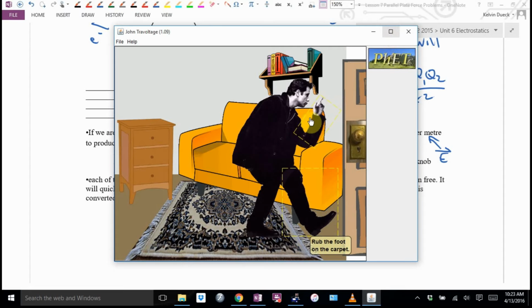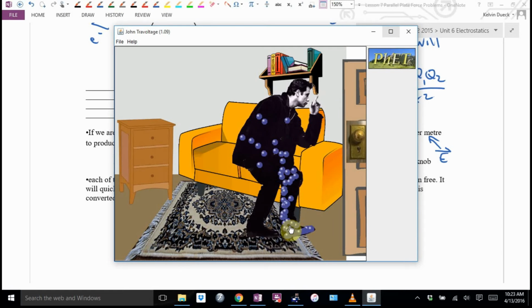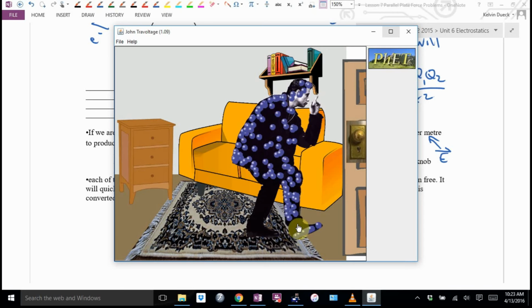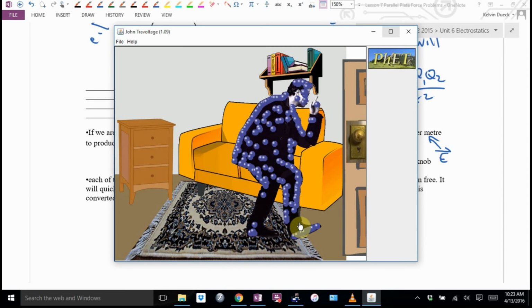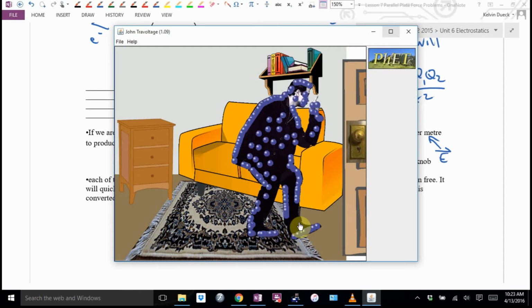Okay? So John, when he rubs his foot on the carpet, he's rubbing electrons off onto him. Now, they're going to try and gather on the outside of him because they repel each other. That, by the way, explains that really strange tingly feeling you get on a dry winter day. You've gathered enough electrons that the hair on your skin is standing straight up because the electrons have gathered on the end of it and they're repelling each other. You're not used to that feeling.